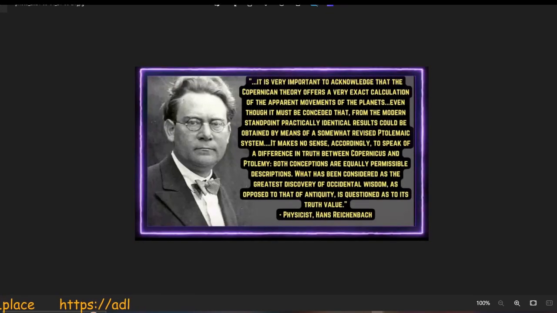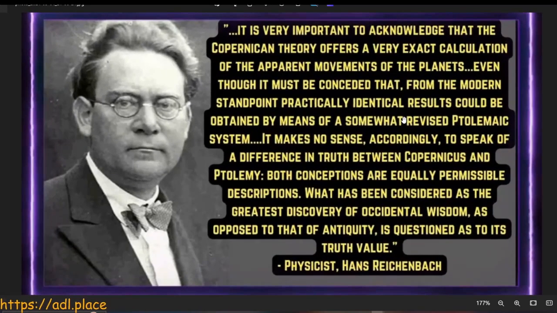Interesting. And then we have physicist Hans Reichenbach, who says it's very important to acknowledge that the Copernican theory offers a very exact calculation of the apparent movements of the planets. Even though it must be conceded that, from the modern standpoint, practically identical results could be obtained by means of a somewhat Ptolemaic system, it makes no sense accordingly to speak of a difference in truth between Copernicus and Ptolemy. Both conceptions are equally permissible descriptions. What has been considered as the greatest discovery of Occidental wisdom, as opposed to that of antiquity, is questioned as to its truth value. Very smart dude, physicist Hans Reichenbach.